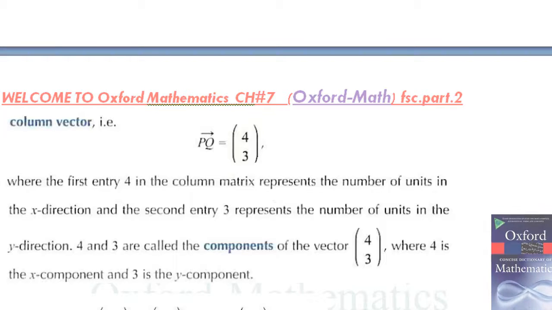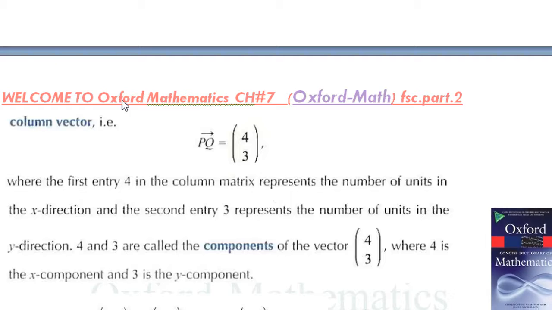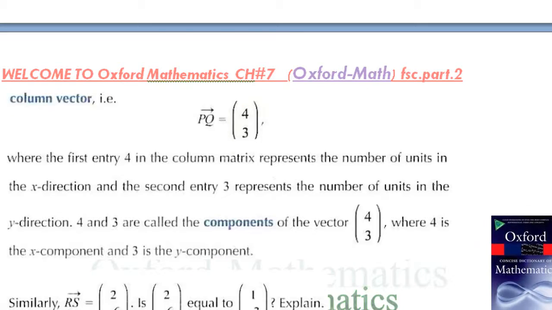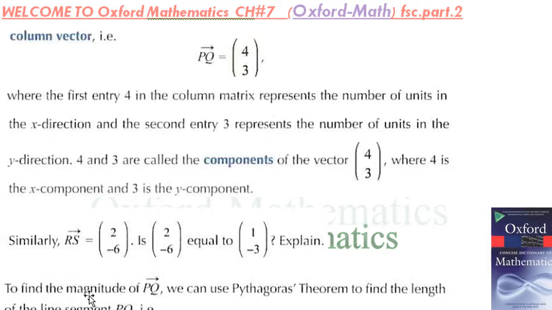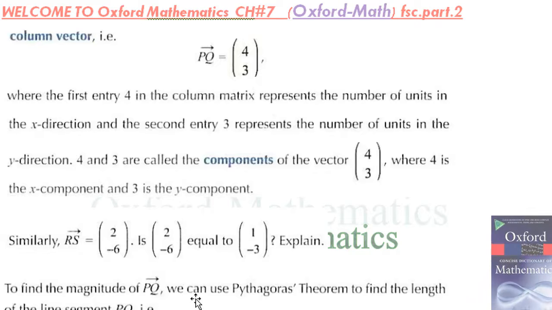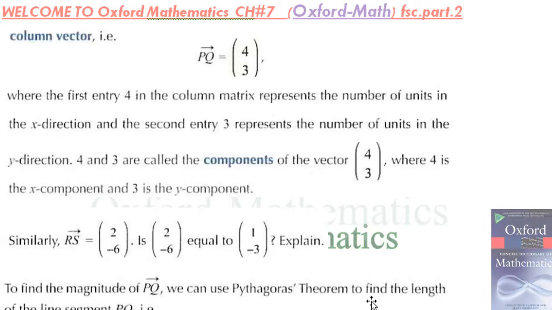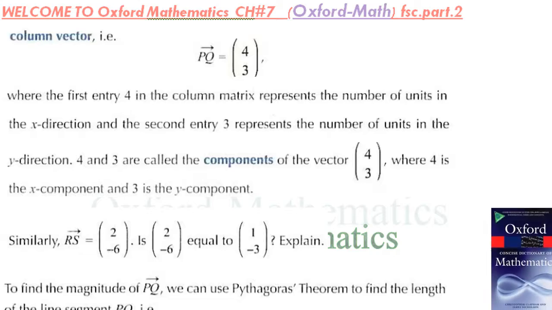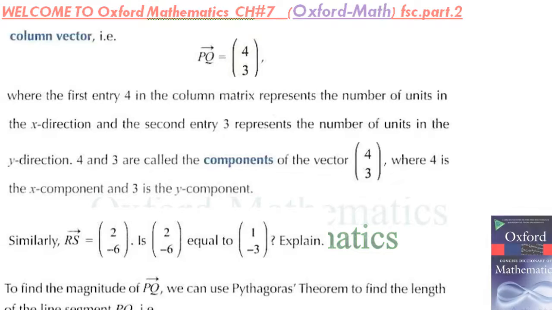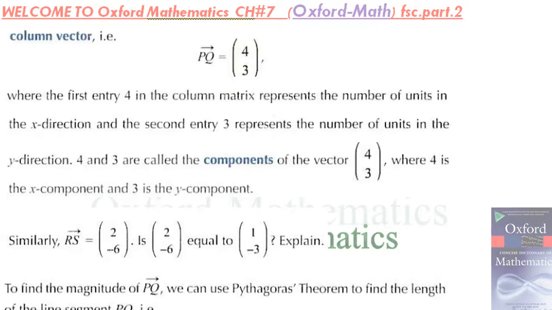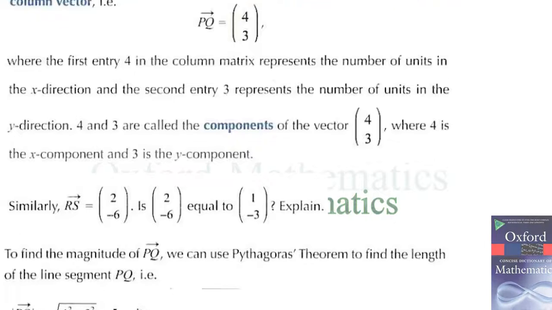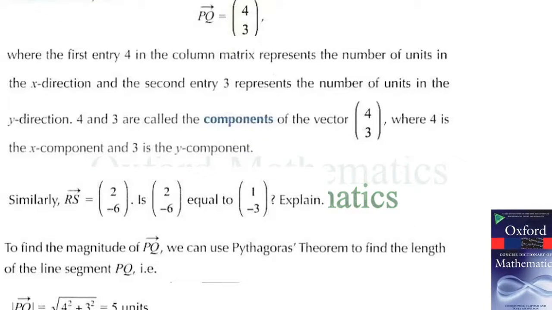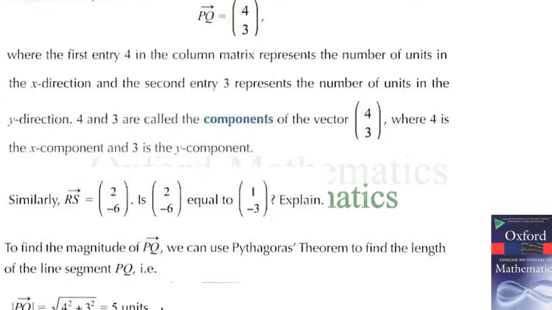Is the vector (2, -6) equal to (1, -3)? Explain. Very simple, because to find the magnitude of PQ, we can use the Pythagoras theorem to find the length of the segment PQ. So the answer is PQ equals the square root of 4 squared plus 3 squared, which is the square root of 25, which is equal to 5 units.